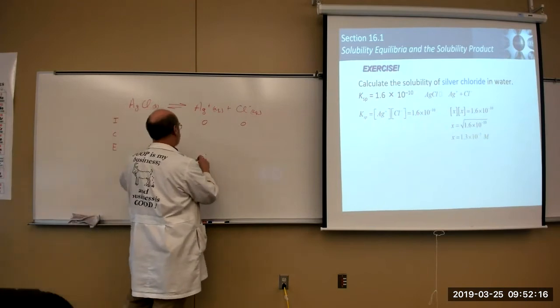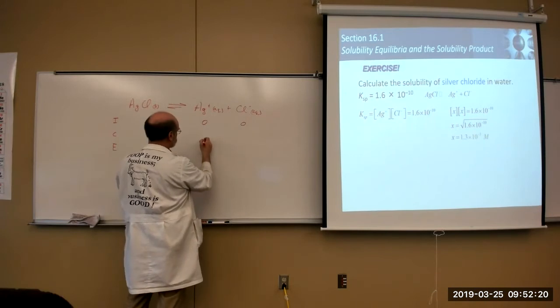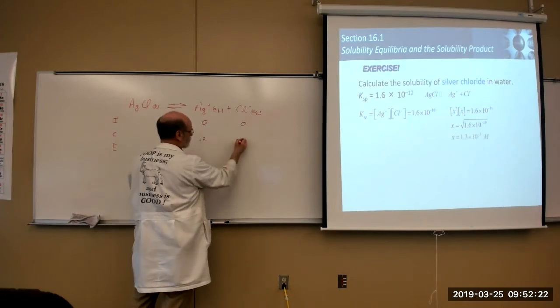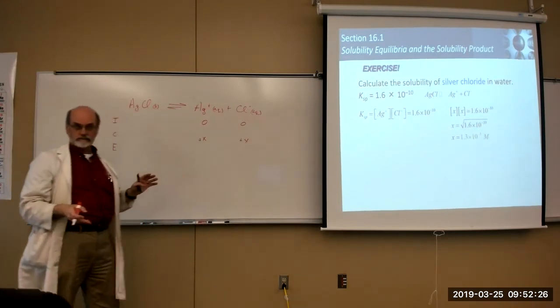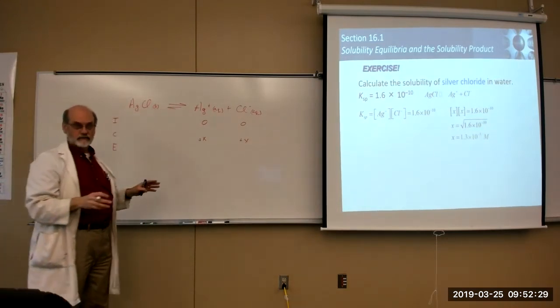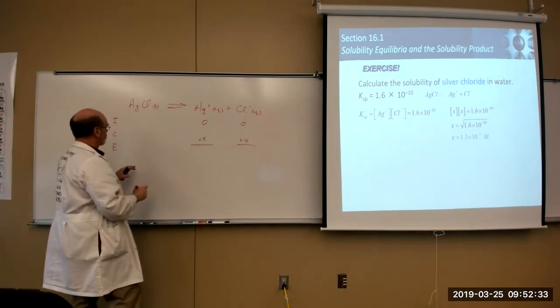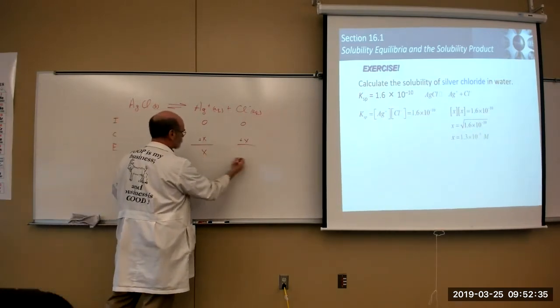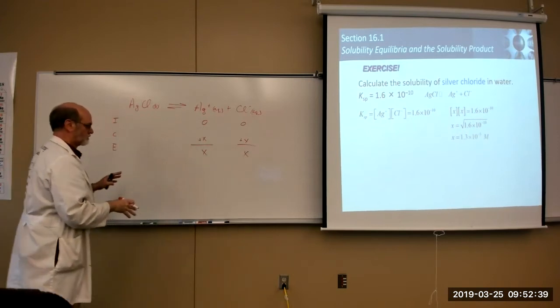So what's going to happen? Well, as some of this dissolves in that, we get some of that, right? An equal amount of that because it's 1 to 1. Okay, so far so good? So we end up with this and that as our final.